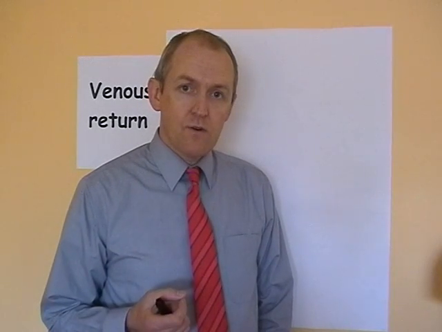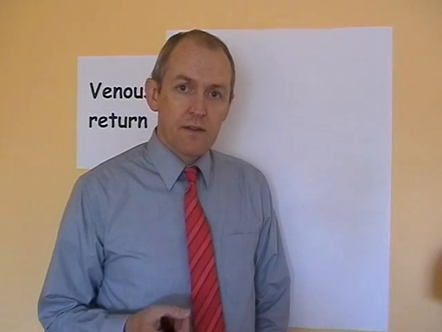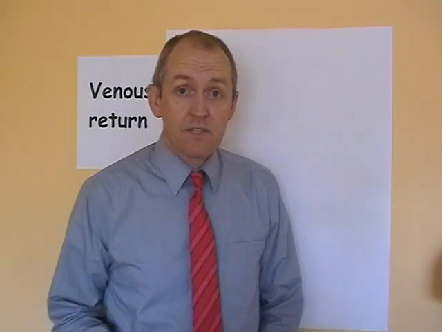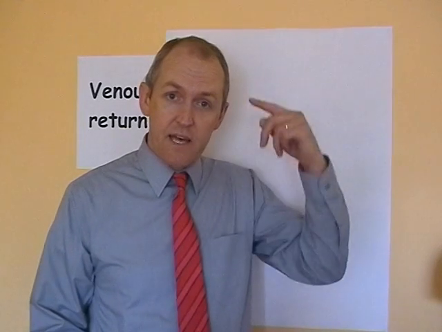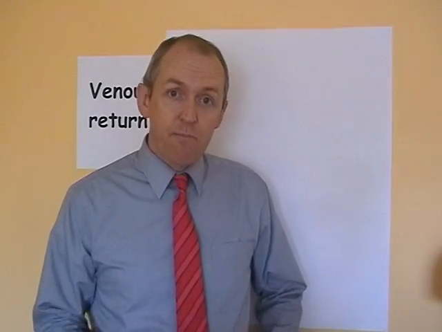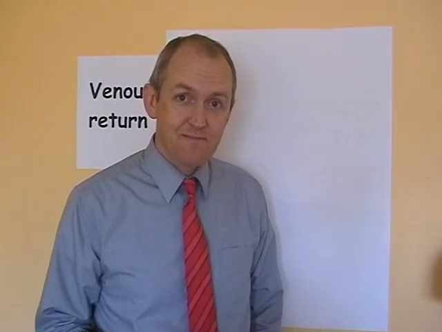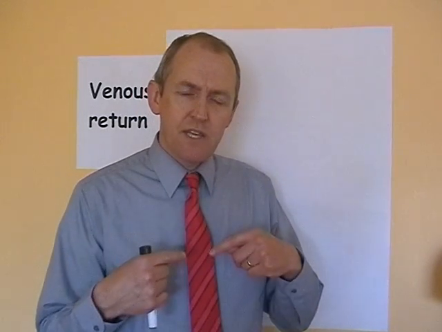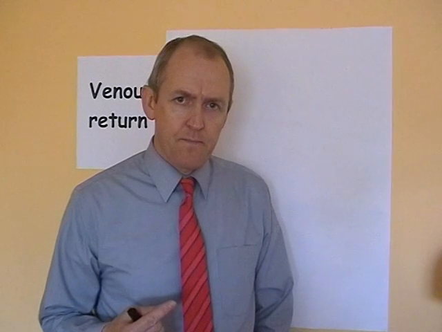What we're going to do now is think about the mechanisms of venous return. Now, it's fairly obvious that blood can get pumped to the feet or up to the head because in the arteries you have a blood pressure that pumps it there. But how does blood get back from your toes back up to your heart ready to be pumped out again?